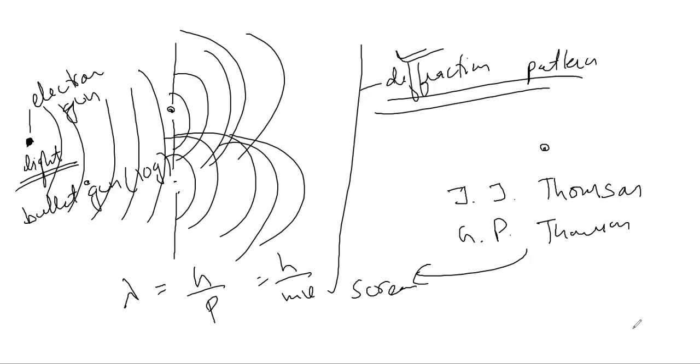The second principle that we are going to talk about is the Heisenberg uncertainty principle.